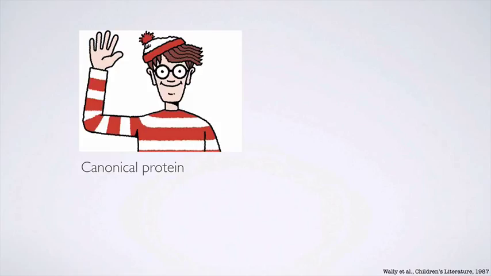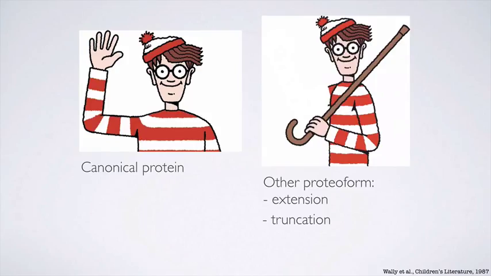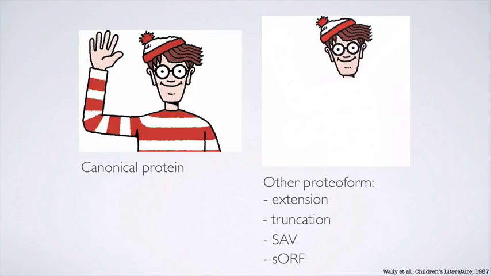And this is already true if you look for the regular Wallies, the canonical proteins, the stuff that we all know. But what if we look for extensions? They have a walking cane. Or what if we look for truncations? Or what if we look for Wallies with one blue stripe instead of all red ones? Or what if we look for very small Wallies? If this information is not in the database you search against for mass spectrometry data, you will not be able to identify these Wallies. Peptides, proteins, of course.